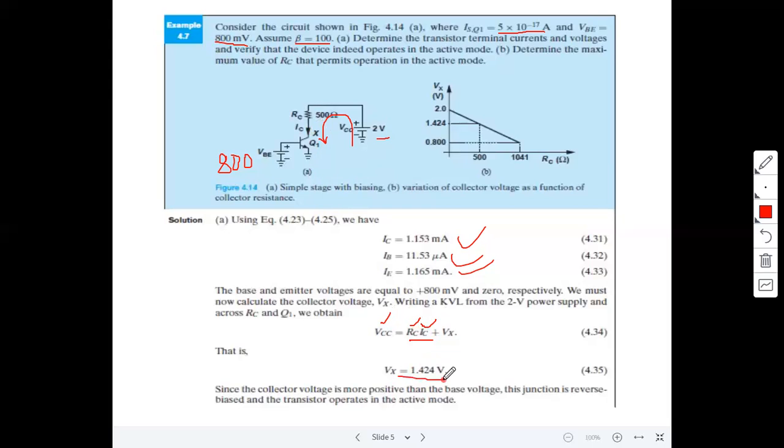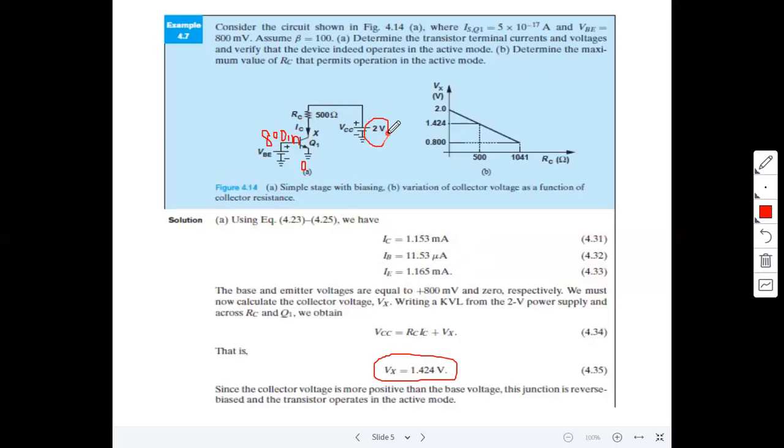VX is 1.424. Now observe, the base voltage here is 800 millivolts and the emitter is 0. So 800 millivolts is greater than 0, and the emitter base junction is forward biased. What about the collector base junction? What is the collector voltage? We calculated the collector voltage as 1.424, not 2 volts.